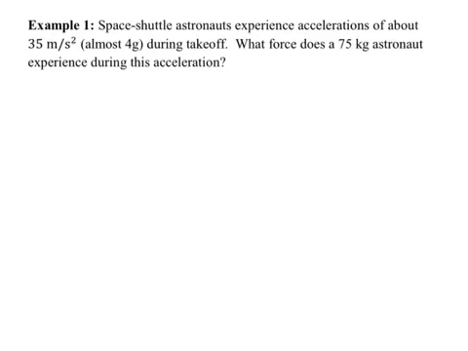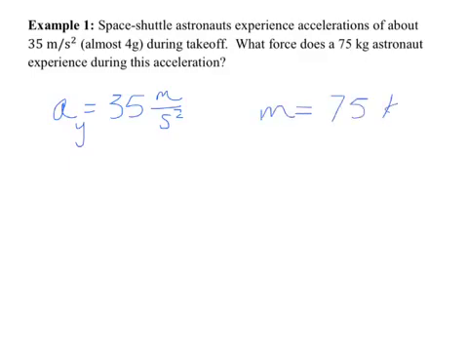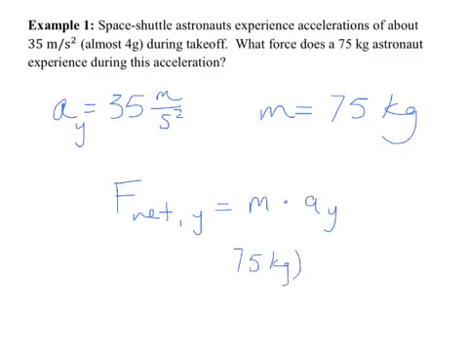So let's list our givens. Acceleration is 35 meters per second squared. Okay, since it's liftoff, it's moving vertically, we can call this AY, but it doesn't really matter here. We also know that the mass of the astronaut is 75 kilograms. So if I want to find the force that is felt, I simply have to look at F net in the y direction and say, well, that's m times AY. Well, F net is simply going to be 75 kilograms times 35 meters per second squared.